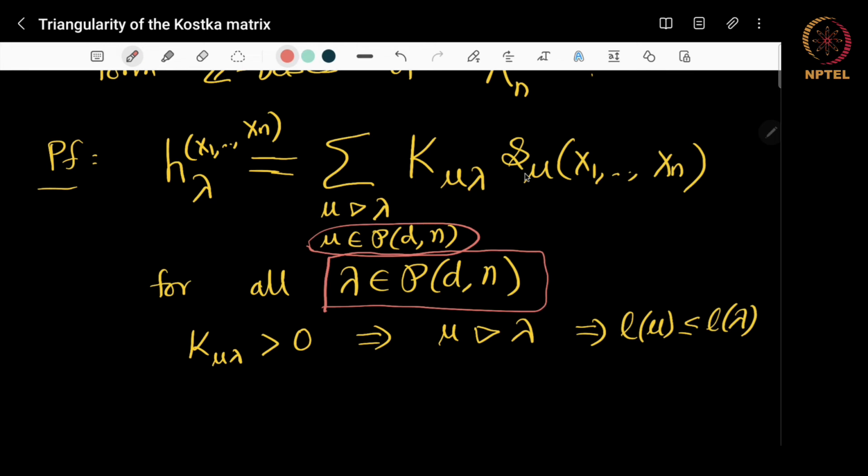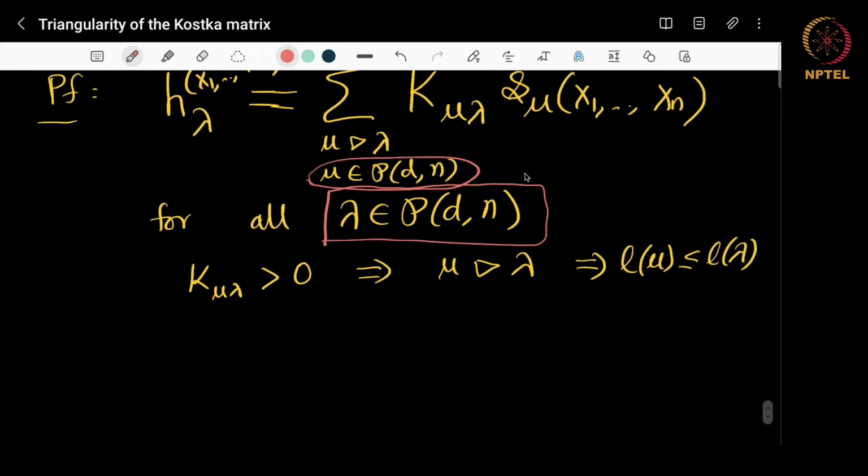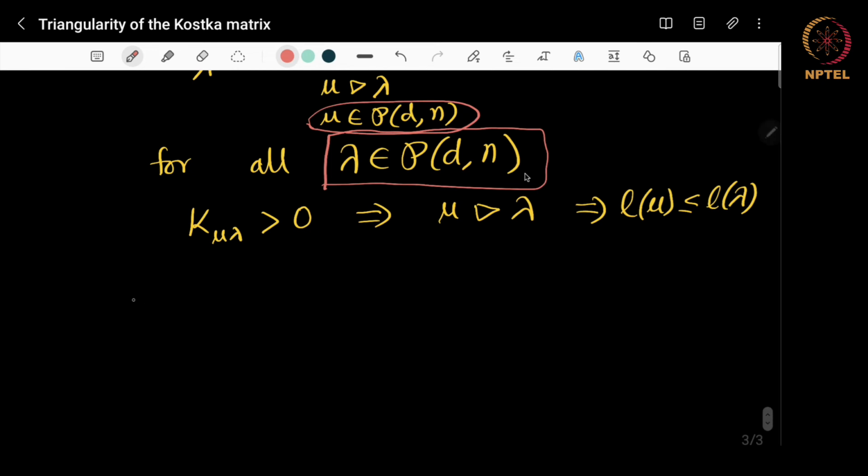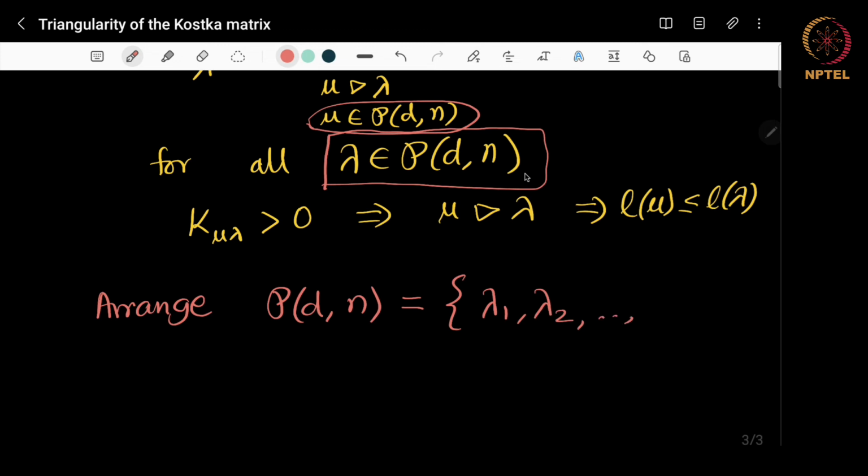Okay, so I can now form a matrix. So let's do that. Just from a usual matrix notation perspective, let's arrange the elements of PDN as follows. Let's write PDN as lambda 1, lambda 2. Lambda 1, lambda 2 is suggestive of the parts of lambda, so I'll just make it superscripts. So lambda superscript 1, lambda superscript 2, and so on. These are the elements of PDN just arranged in some order.